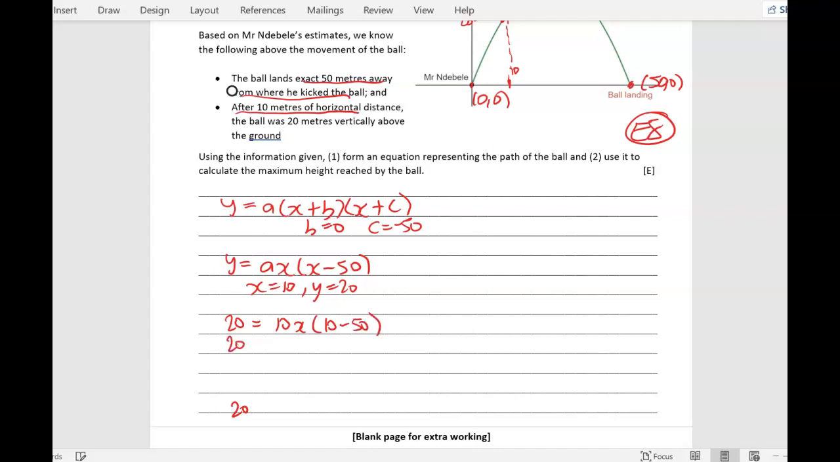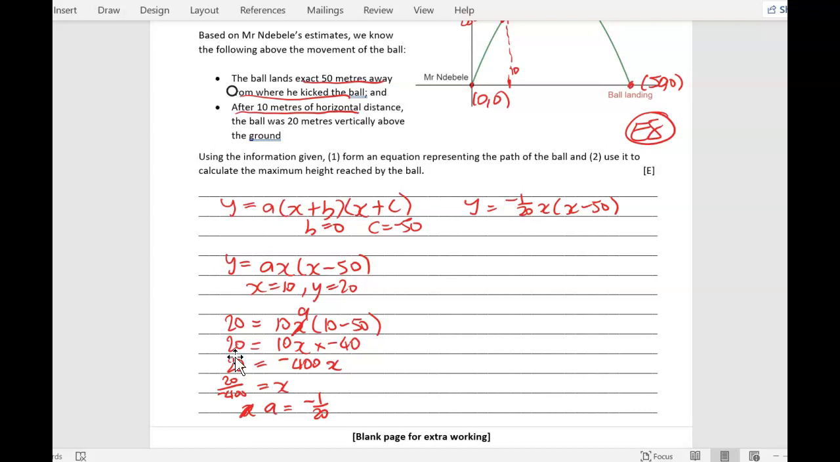So that's going to be 20 equals a times 10 times negative 40. That means 20 is going to be equal to negative 400a, and then 20 divided by negative 400 is equal to a. I'm not sure why I've got x there, so that should be a, referring to all of these. So a will be equal to negative 1 over 20. That means the equation of our parabola is y equals negative 1 over 20, x, and then we've got (x minus 50) after that.